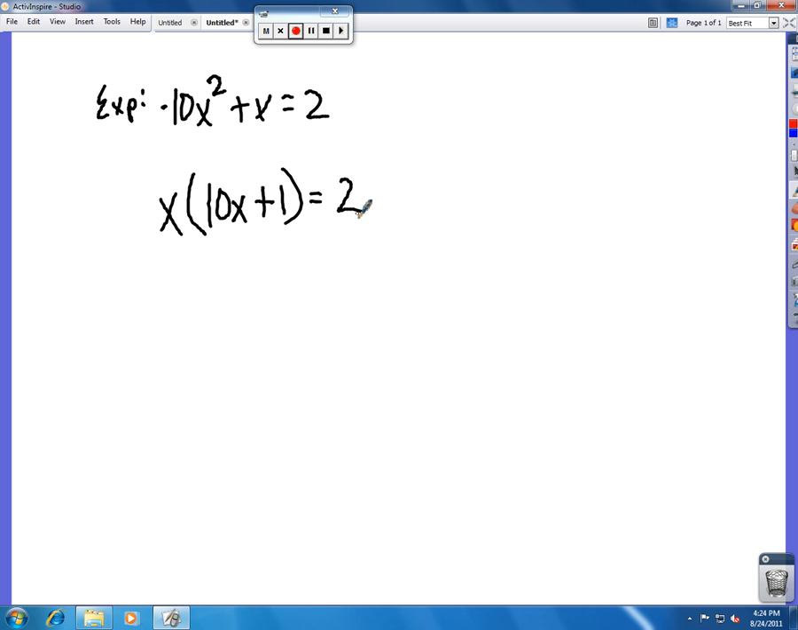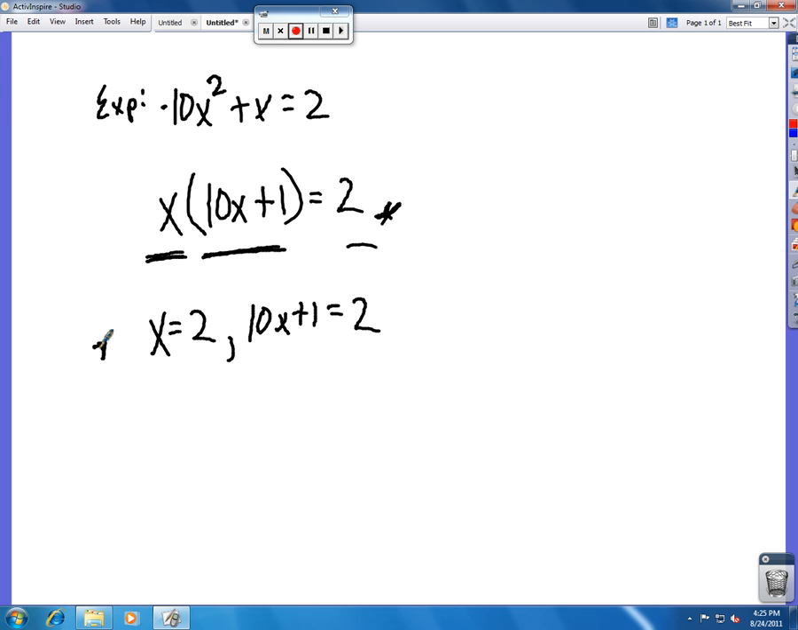Kind of like the zero factor property. Previously we had 0 there, and what we did is we took each part and broke it up and set it equal to 0. So in this case, we've got 2 on the right-hand side. So we're going to set each one of these, the parentheses and the x, equal to 2, and then solve for x and see if we get the same answer.